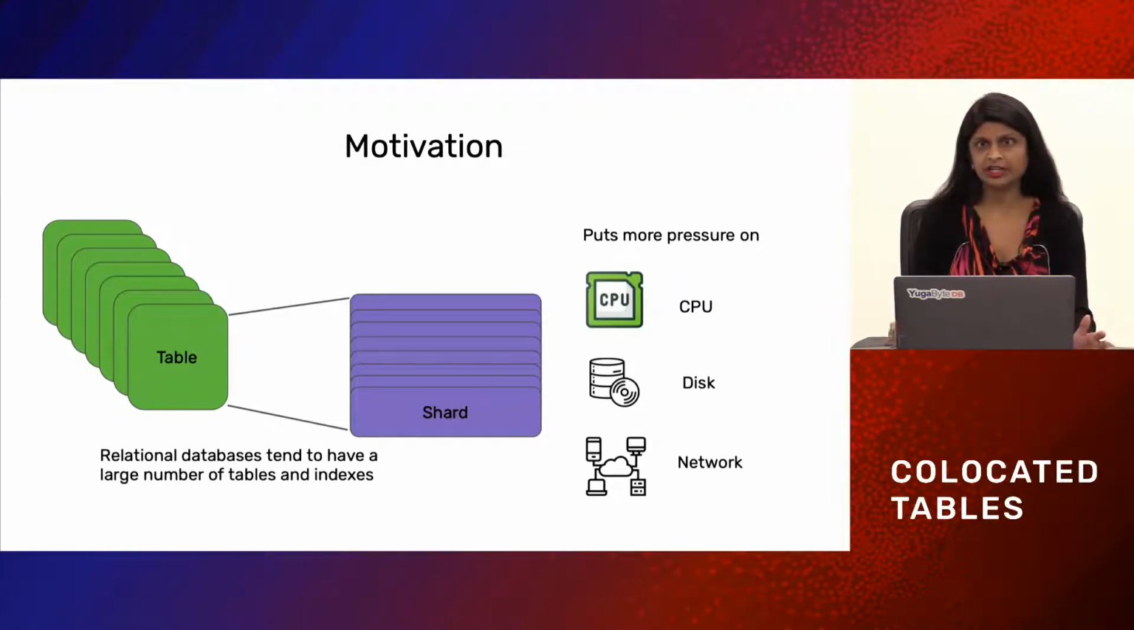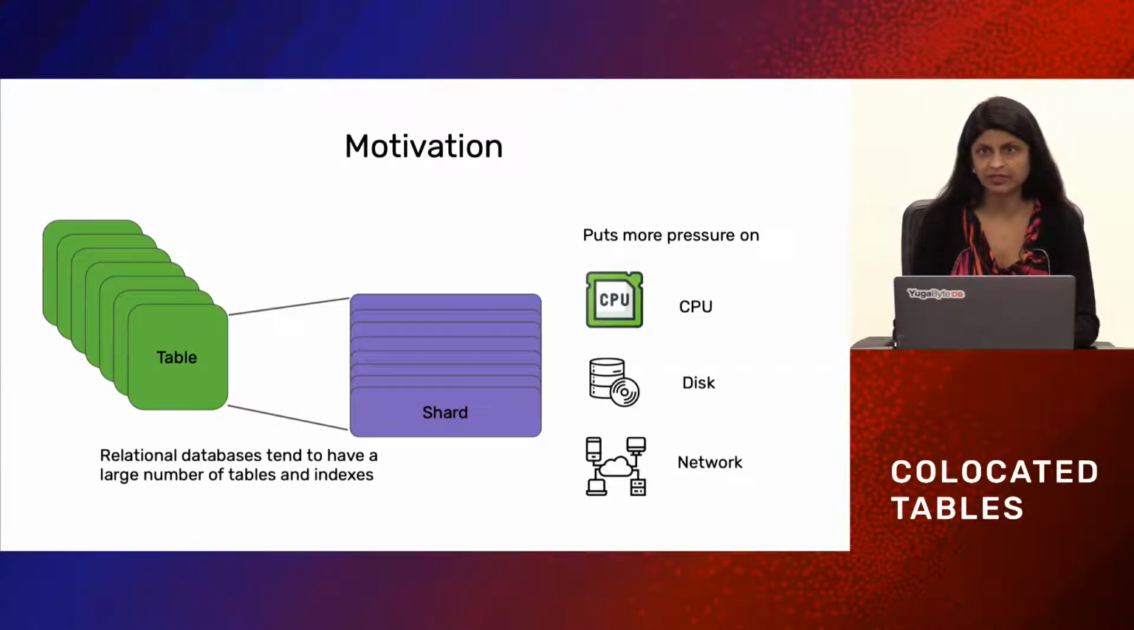If you look at relational databases today, a lot of times you will end up having a large number of tables and indexes. For example, it's not uncommon for a relational database to contain 100 tables and then each table having one or more indexes, which brings the total relation count to about 300, 400 per database.